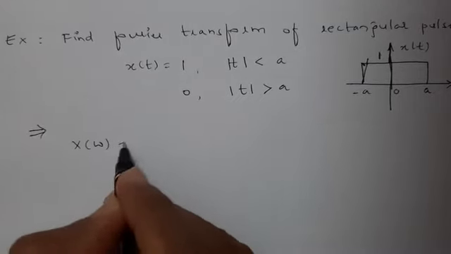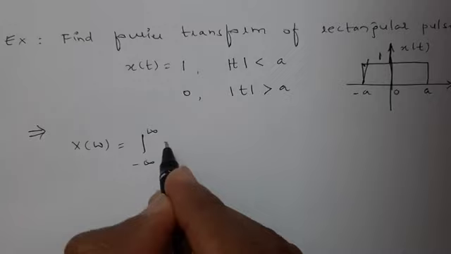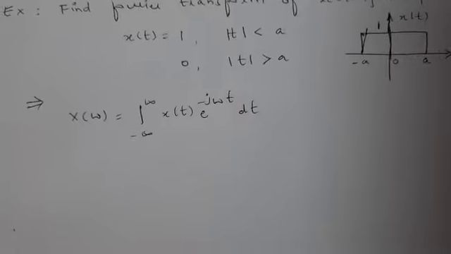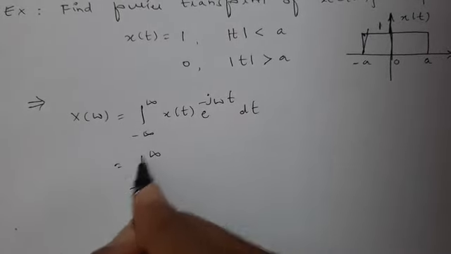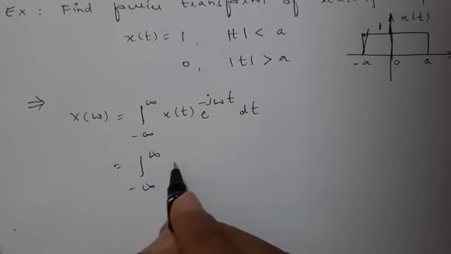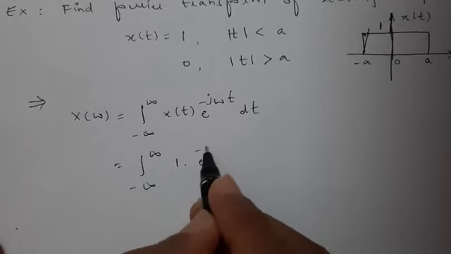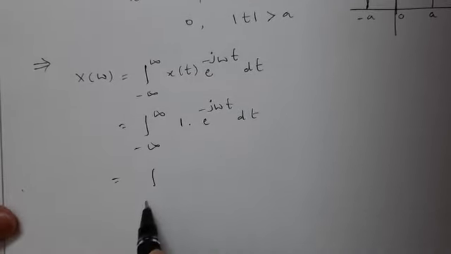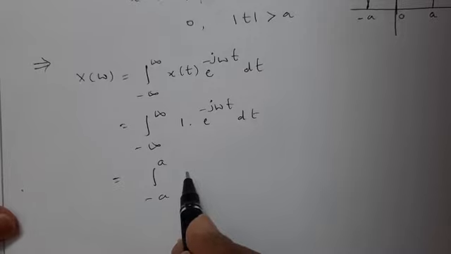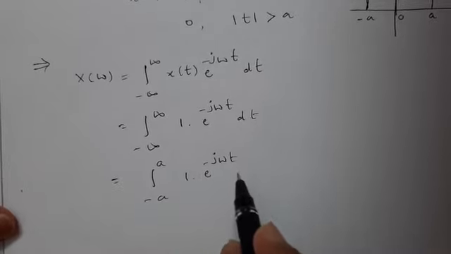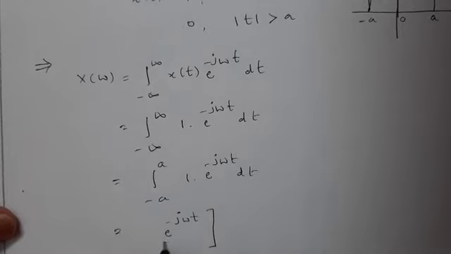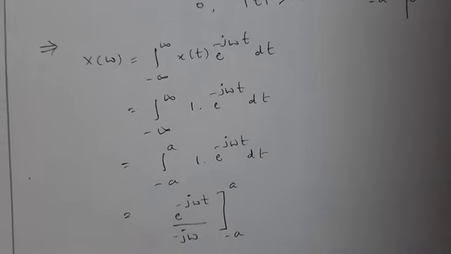straightforward. First, I should write my equation: the integral from minus infinity to plus infinity of x of t e to the power minus j omega t dt, which is the integral of 1 into e to the power minus j omega t dt. I should have substituted the limits also, minus a to plus a. Am I right? 1 into e to the power minus j omega t dt, which is e to the power minus j omega t divided by minus j omega, from minus a to plus a. Am I right?